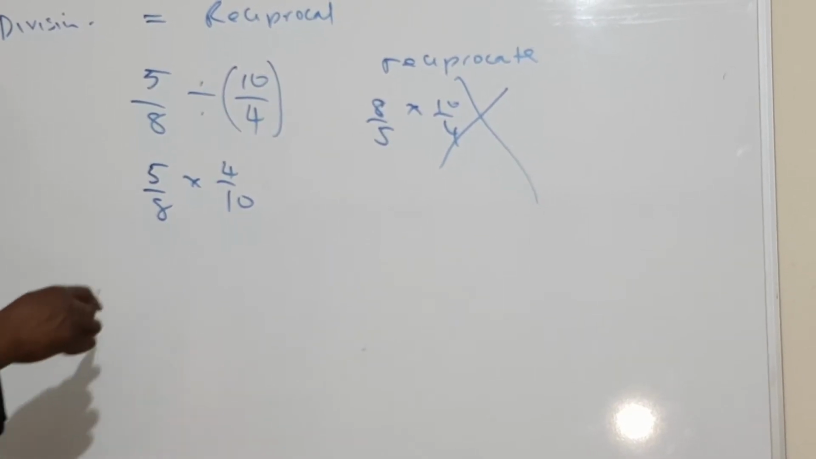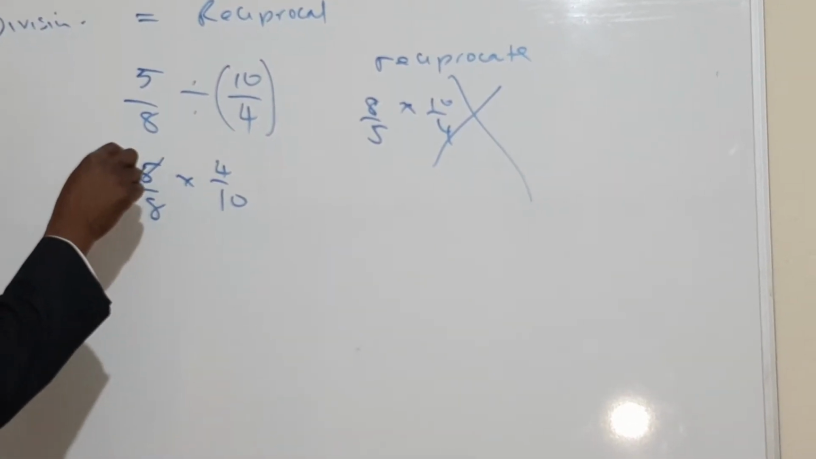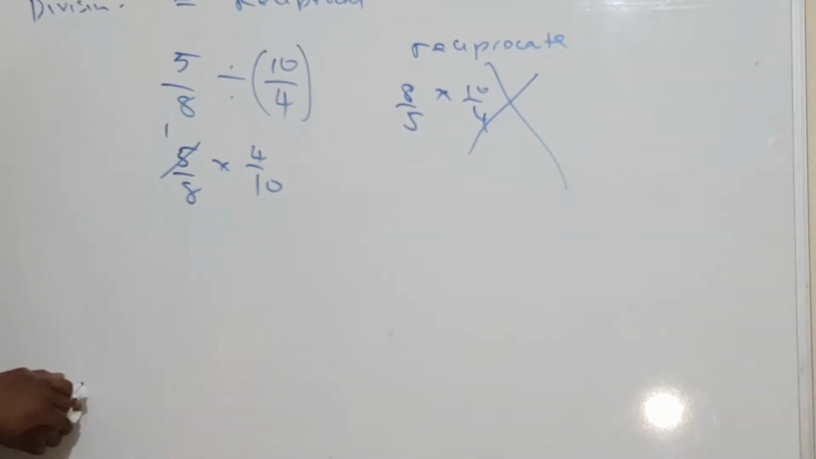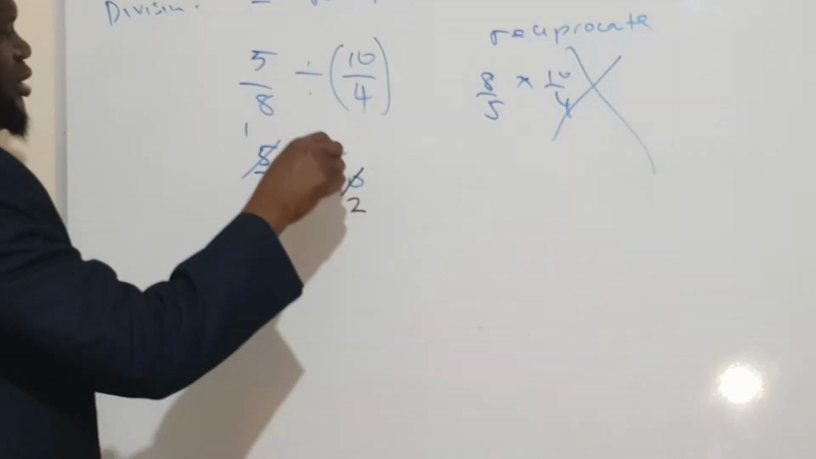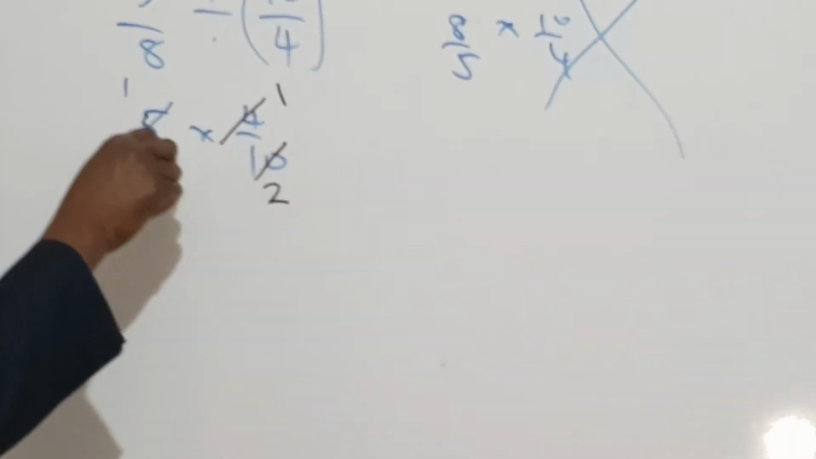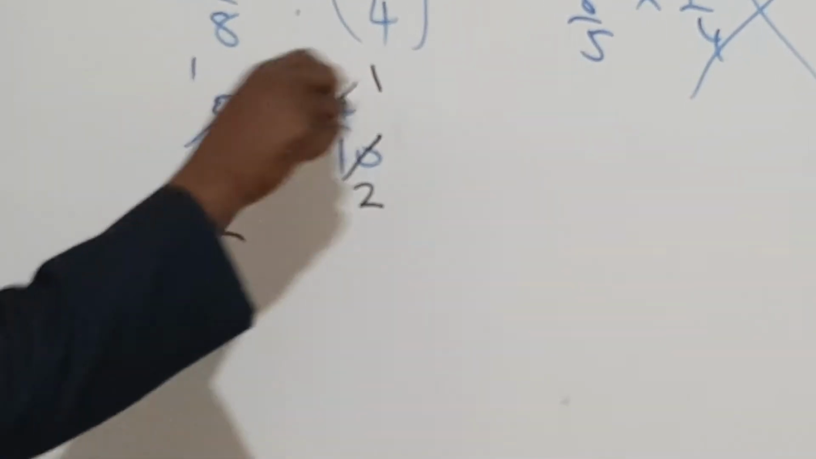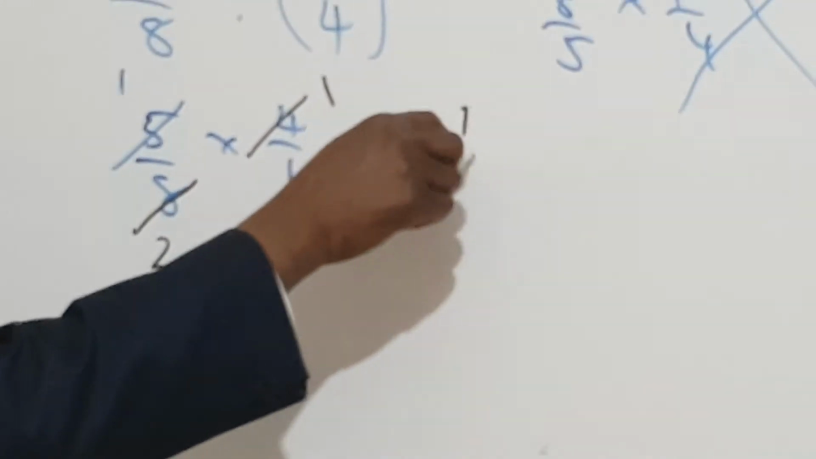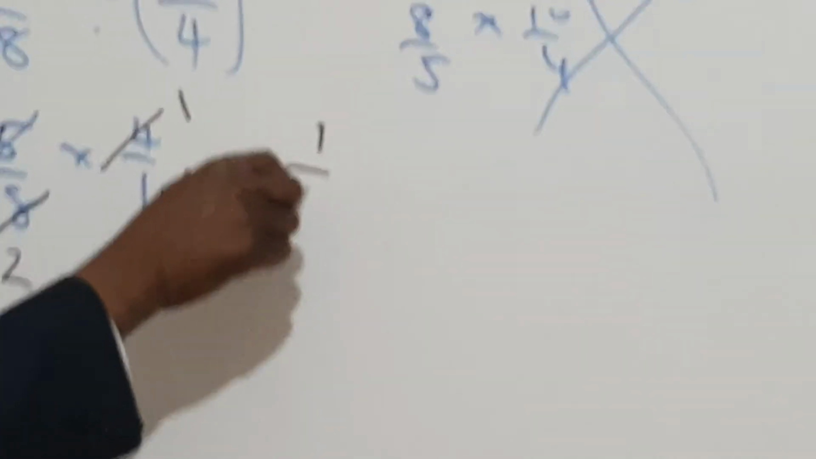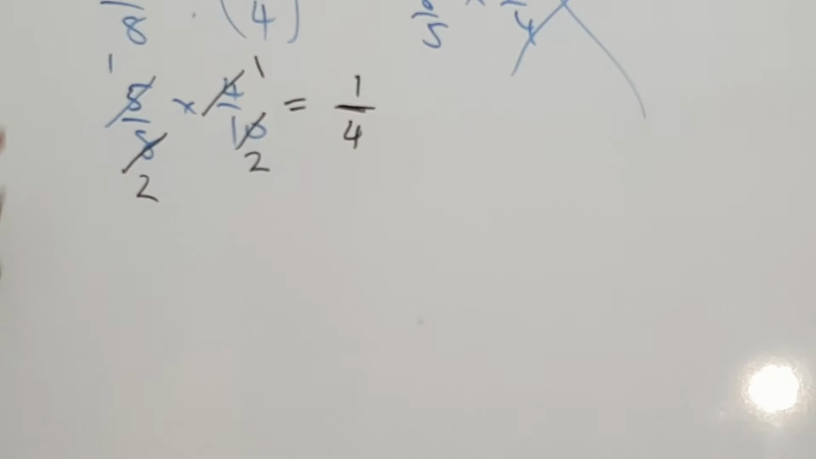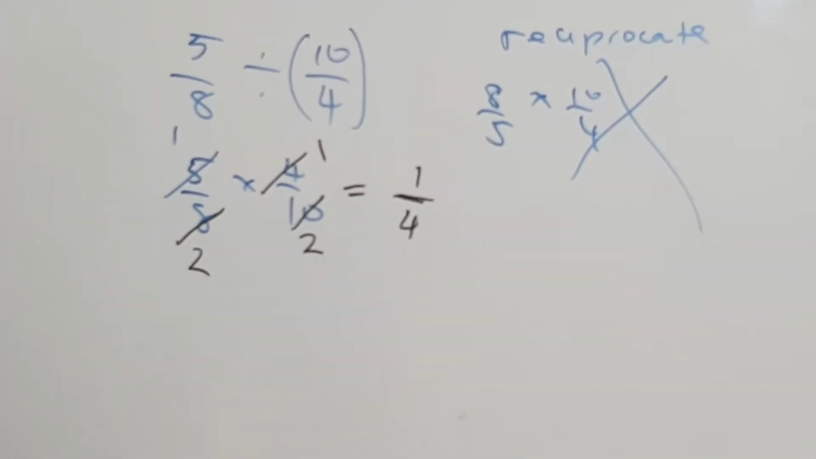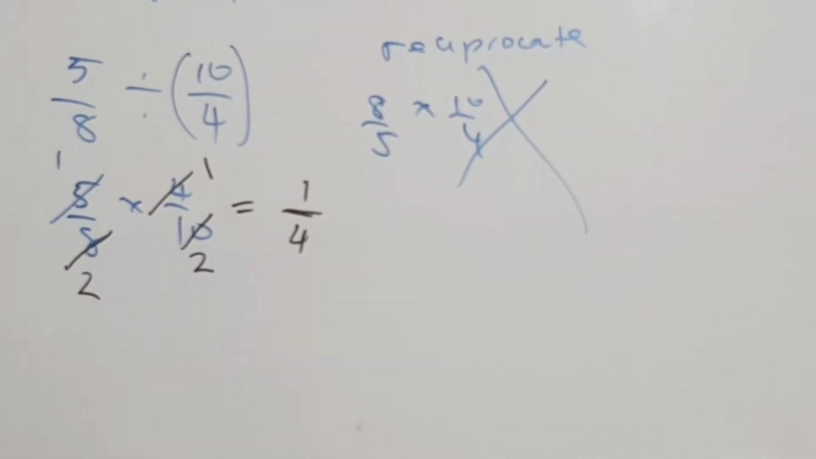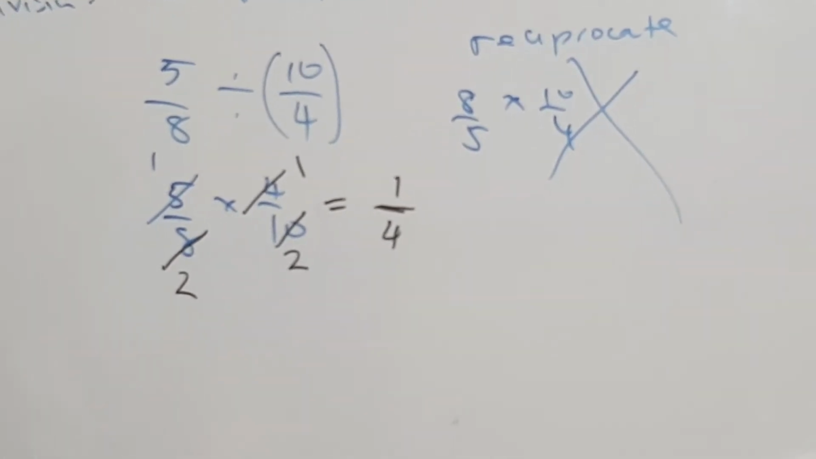Okay? So now we can do our old division. Yes, 5 goes into 5, 1. 5 into 10, 2 times. 4 can go into 4, 1 time. 4 can go into 8, 2 times. What am I left with? At the top, 1 times 1. Down, 2 times 2, which is equal to 4. This is all what you know about division.